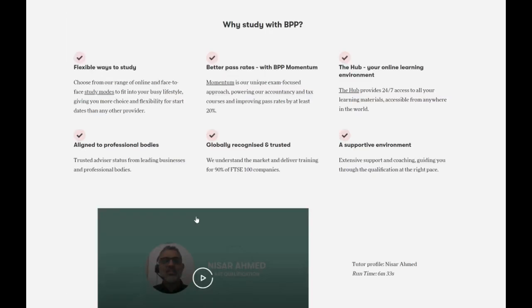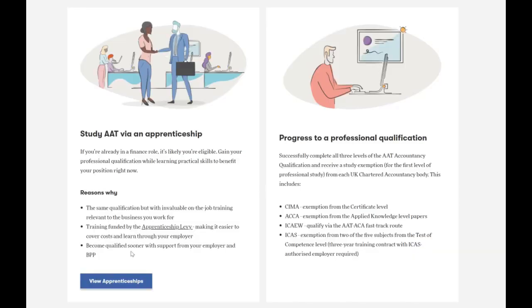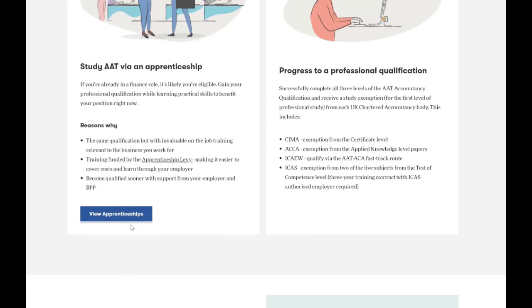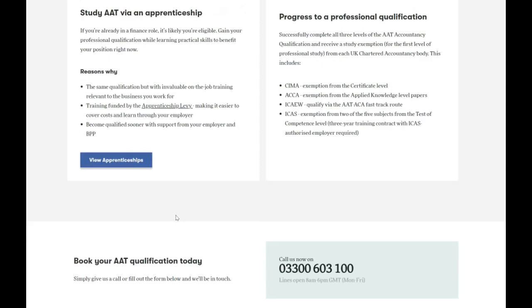Just like Kaplan, BPP have got very good pass rates. There's flexible ways to study with them. You've got online learning environments as well as face-to-face in the classroom. They're globally recognised and trusted as well. And there's a link here on their website to view apprenticeships where you can gain on-the-job training that's relevant to the AAT qualification.